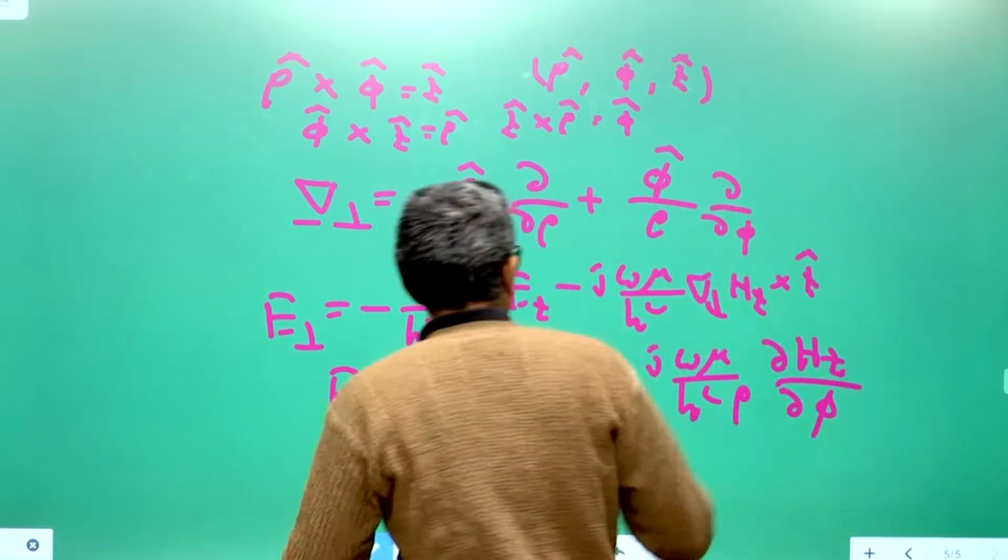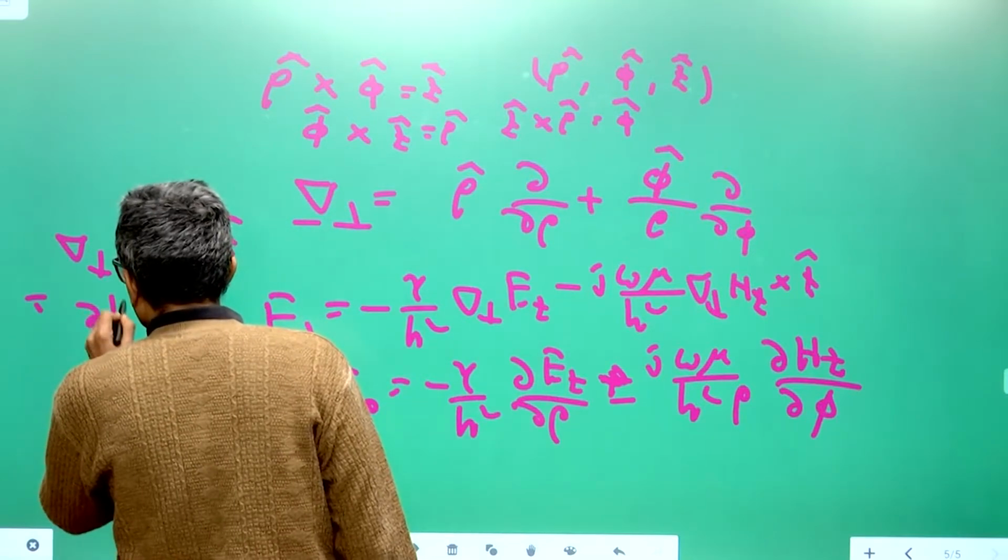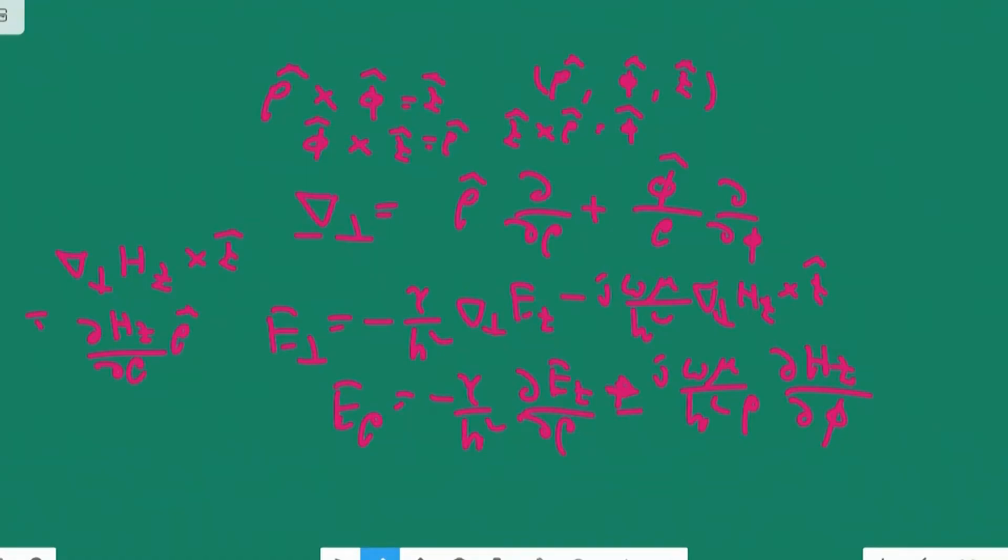If you want to write down ∇⊥Hz cross z cap, it is equal to ∂Hz/∂ρ into ρ cap plus 1 by ρ ∂Hz/∂φ into φ cap, and you are taking the cross product of this with z cap. So the ρ cap contribution will come from this term, φ cap cross z cap is equal to ρ cap. Similarly, you get Eφ as minus γ by h² ∂Ez/∂φ, you put a ρ here, plus jωμ by h². ρ cap cross z cap is minus φ cap. So it will be ∂Hz/∂ρ.